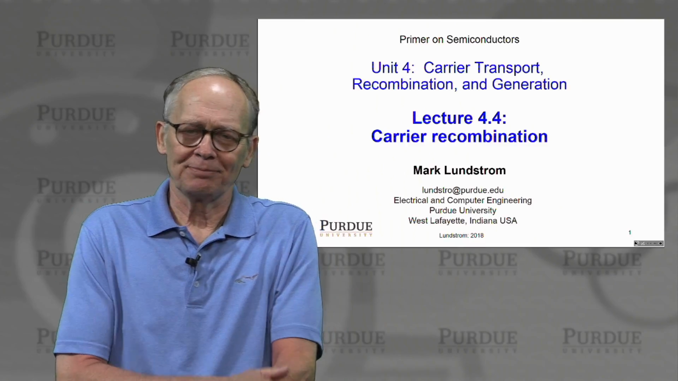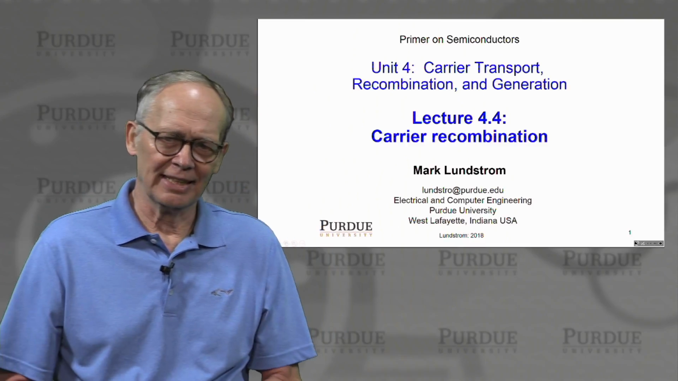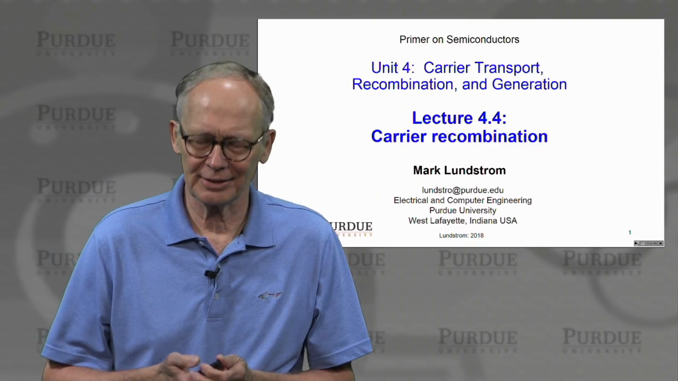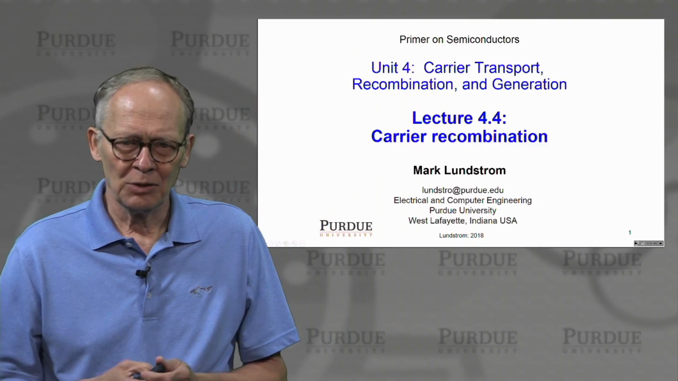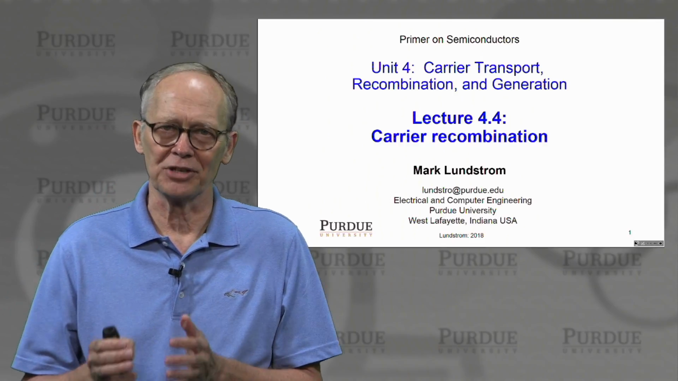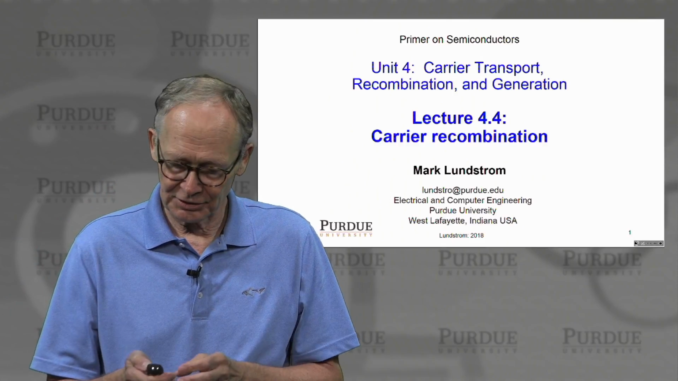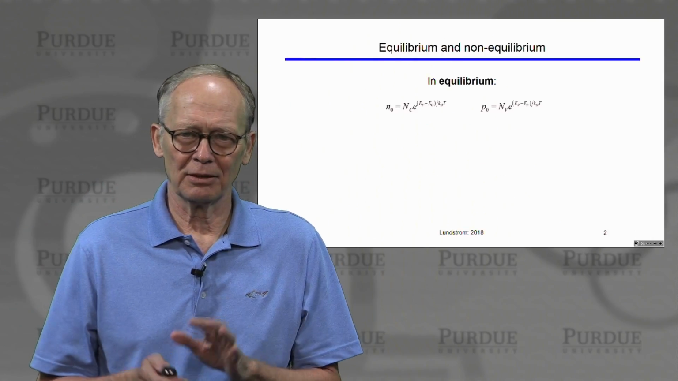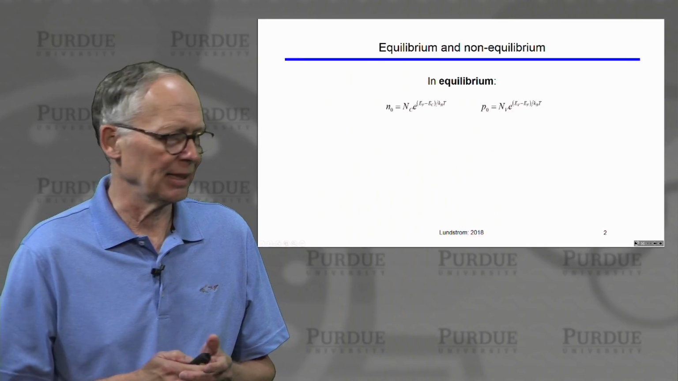So hello again. Now that we have a basic understanding of carrier transport, how carriers move in semiconductors out of equilibrium, we can talk about two other important processes, recombination and generation, beginning in this lecture with recombination. So let's consider first, what do we mean by equilibrium and non-equilibrium?